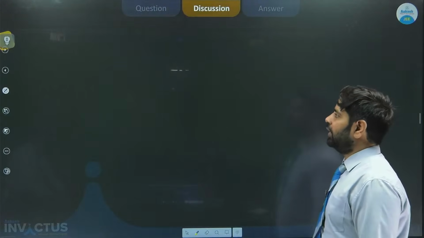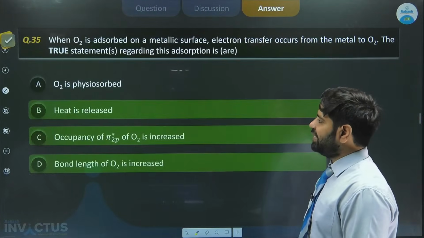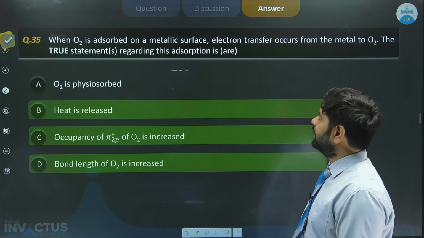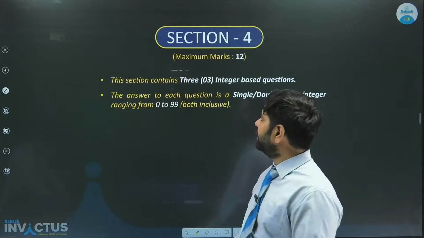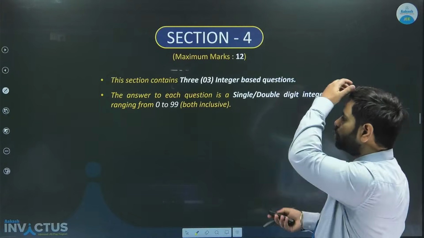Let's check the answer to this question. B, C, D are given. Let's move on to the next question. Section 4. Next is section 4. It contains 3 integer based questions.